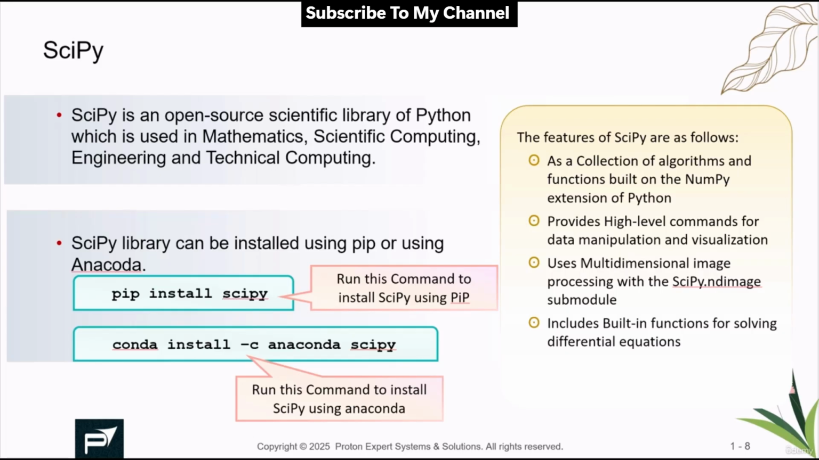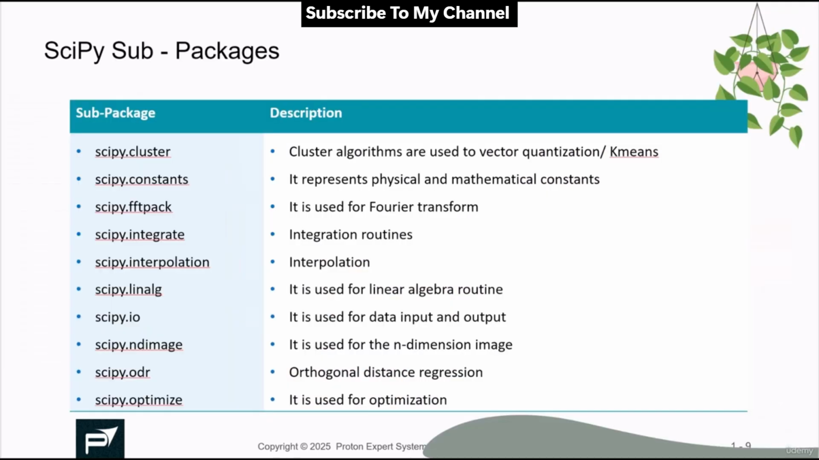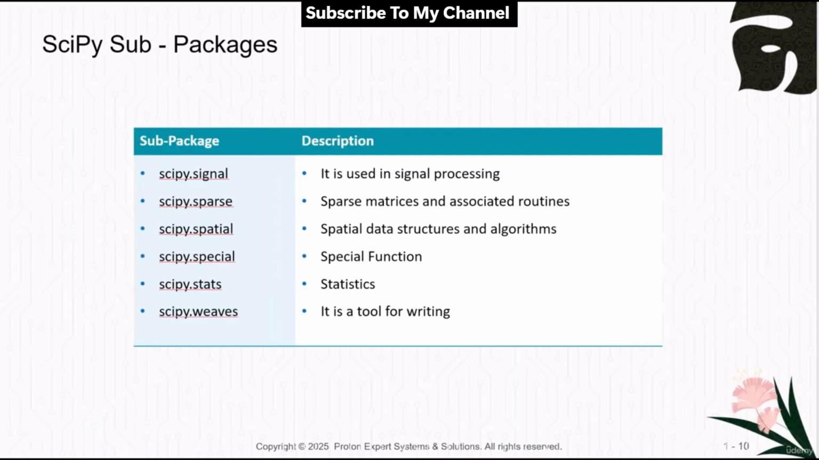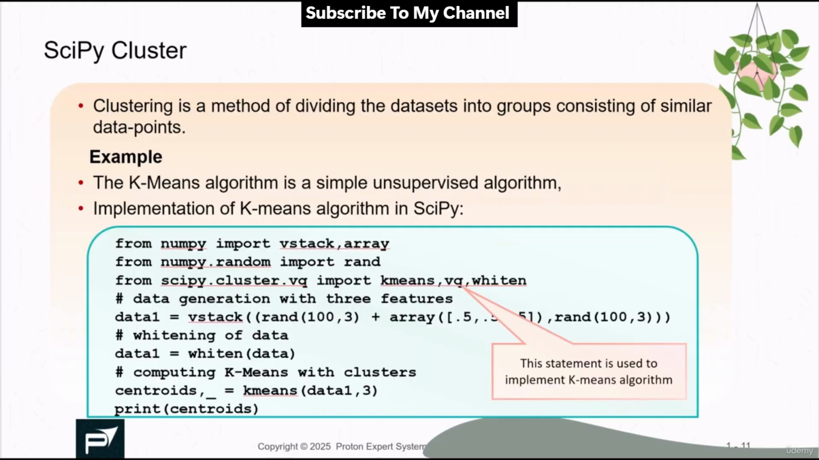These are some of the SciPy subpackages. Let's have a look at SciPy cluster. Clustering is a method of dividing the data sets into groups consisting of similar data points. Let's see an example of cluster. The k-means algorithm is used as an example for the cluster. It is a simple unsupervised algorithm. You can see the implementation of the k-means algorithm in SciPy.